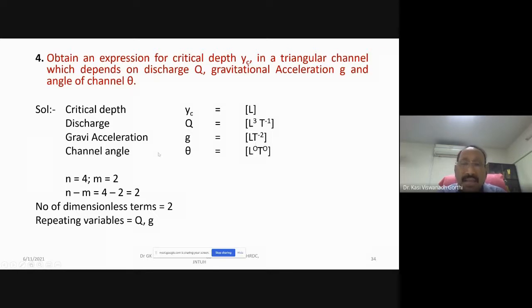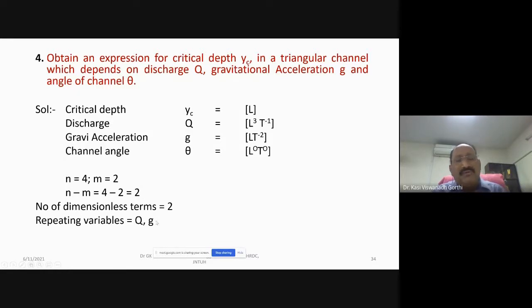Whereas the value of n is 4, the value of m is only two, because there are only two primary quantities, L and T. M is not there. So the value of small m is equal to 2, and hence n minus m, 4 minus 2, 2 pi terms will be there.